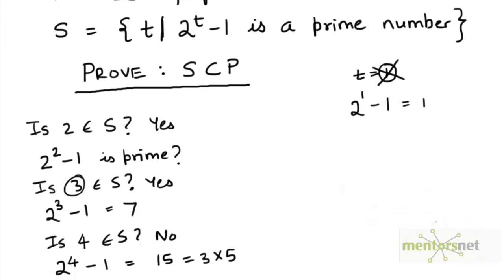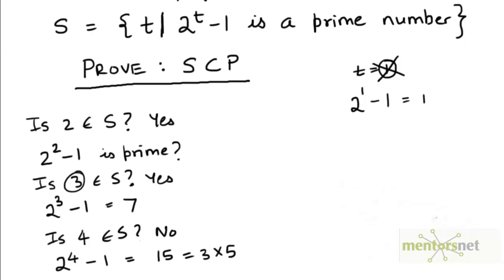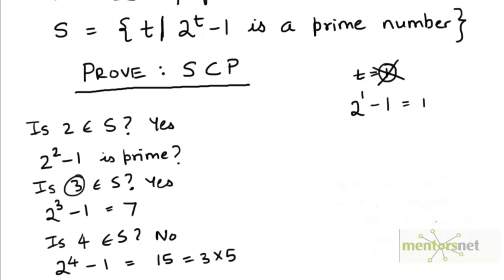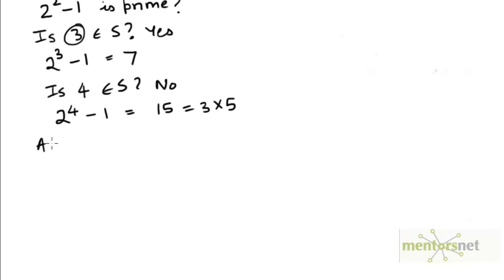Now it's not quite clear how we should proceed to prove that S is a subset of P. In such cases, one strategy that helps is to assume the opposite. Assume that S is actually not a subset of P and see if you get a contradiction. If you get a contradiction, that would imply that your starting assumption was wrong. So let's make a starting assumption that S is not a subset of P.